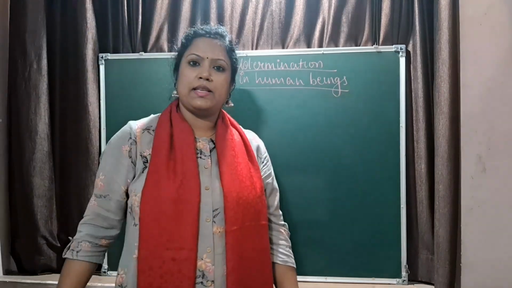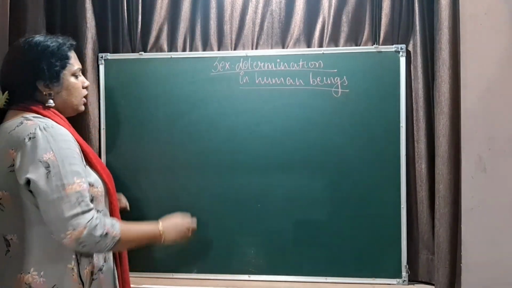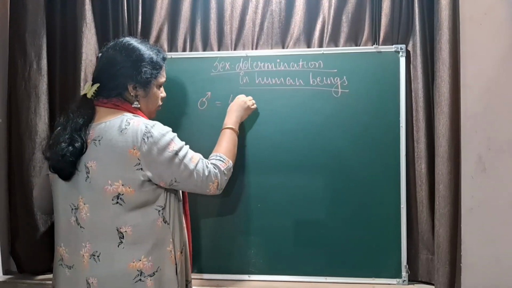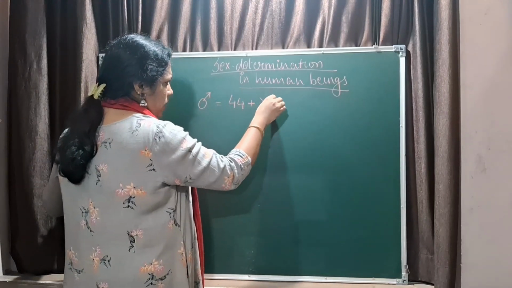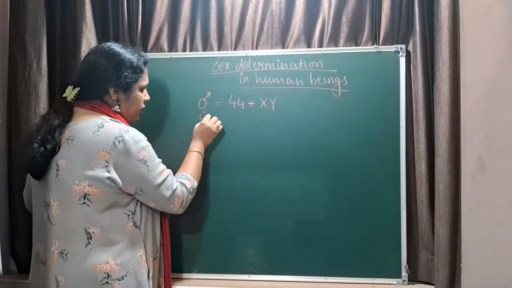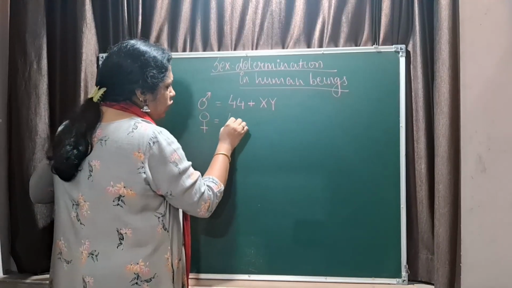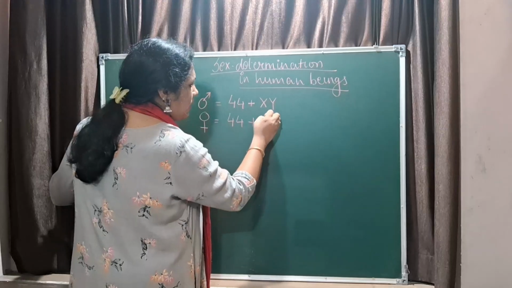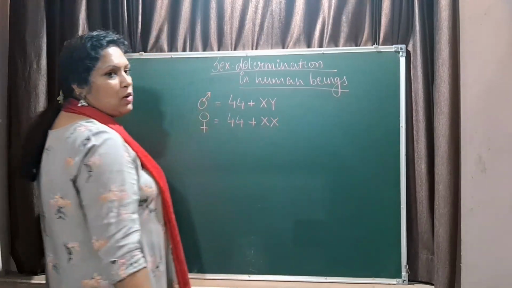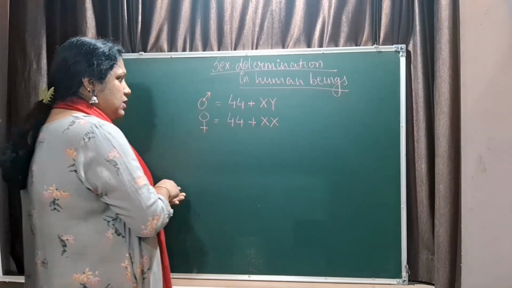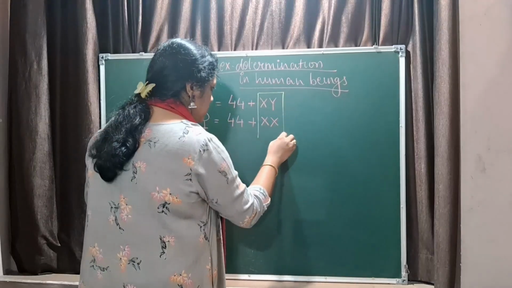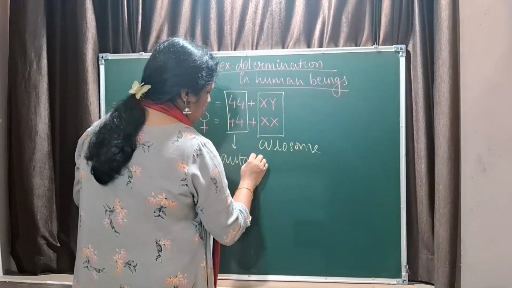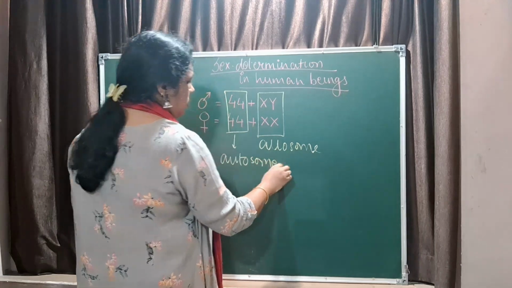Now next topic is sex determination in human beings. You all know that male has 44 chromosomes, that is the autosomes, plus XY, and the female has 44 autosomes and XX allosomes. So this is your allosome or autosome.